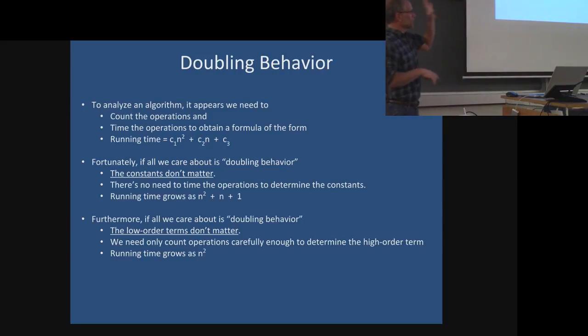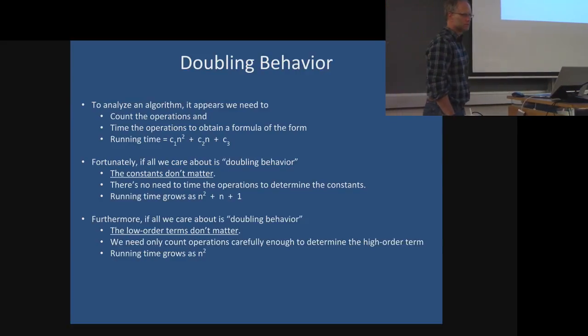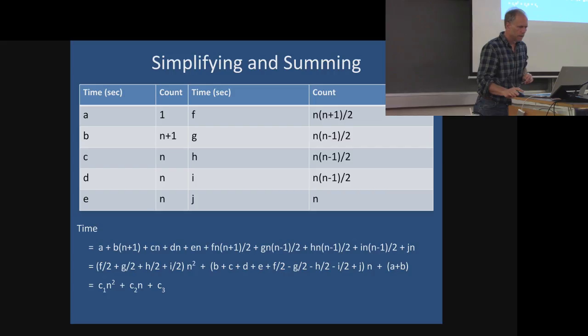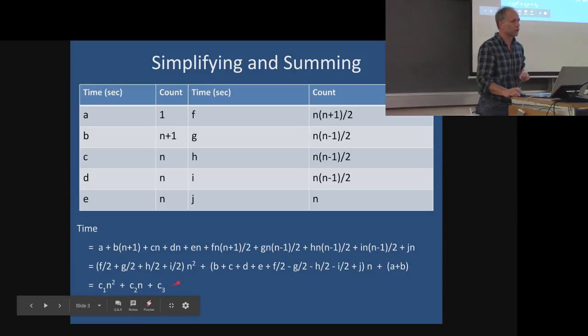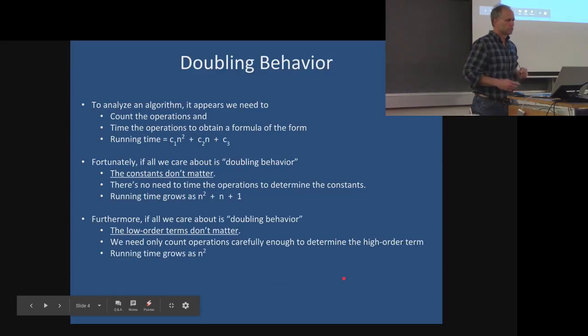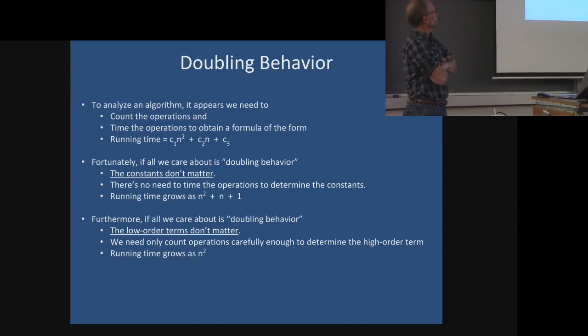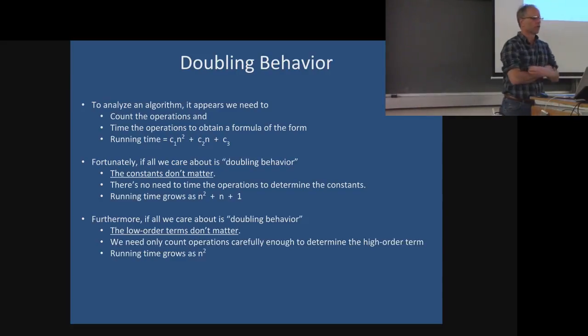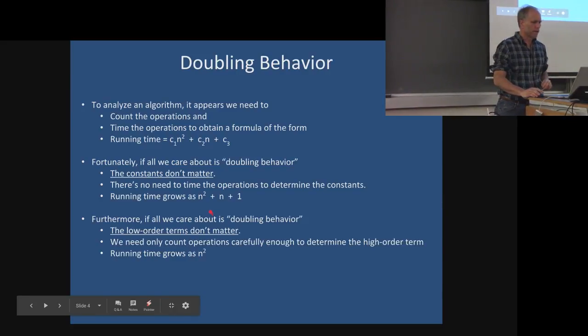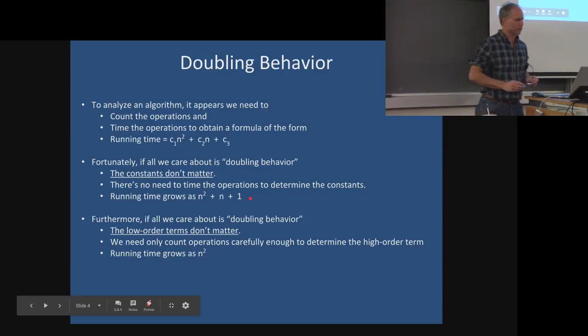So to analyze an algorithm, we need to count the operations, time the operations, and come up with a formula. But we just care about the doubling behavior. If we can just figure out the doubling behavior of this function right here, we don't need to know the constants. So if all we care about is doubling behavior, the constants don't matter. They'll sort of divide out, so we can throw them away. So we can say the running time grows roughly at the rate of that.